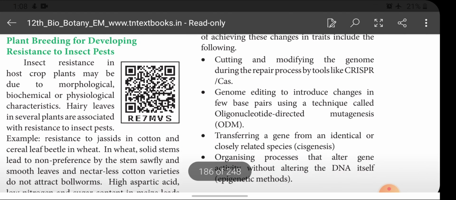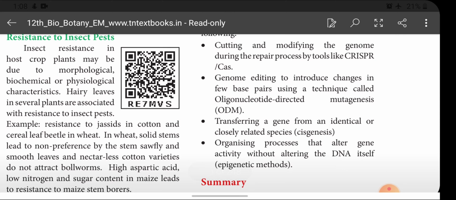Genome editing to introduce changes in a few base pairs using a technique called oligonucleotide directed mutagenesis. After cutting, we can edit and introduce changes in new base pairs using oligonucleotide directed mutagenesis, and then transfer a gene from an identical or closely related species. After editing, we have to transfer the gene into an identical or closely related species. This is called cisgenesis.